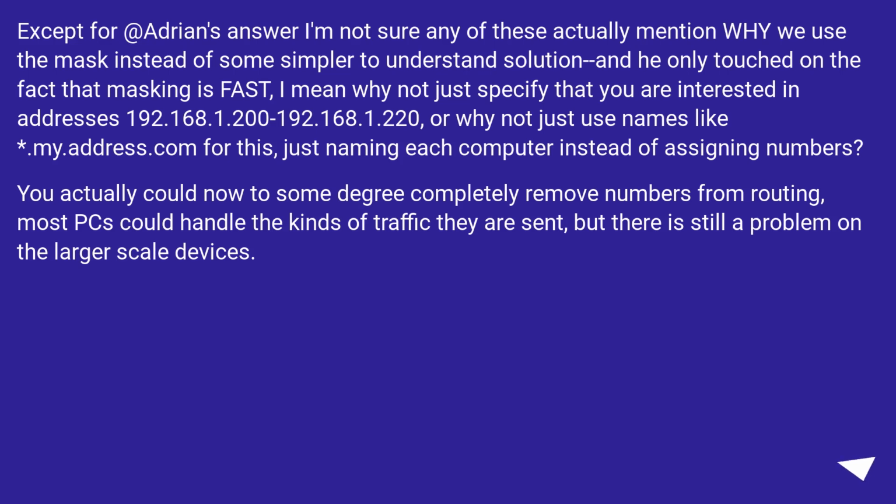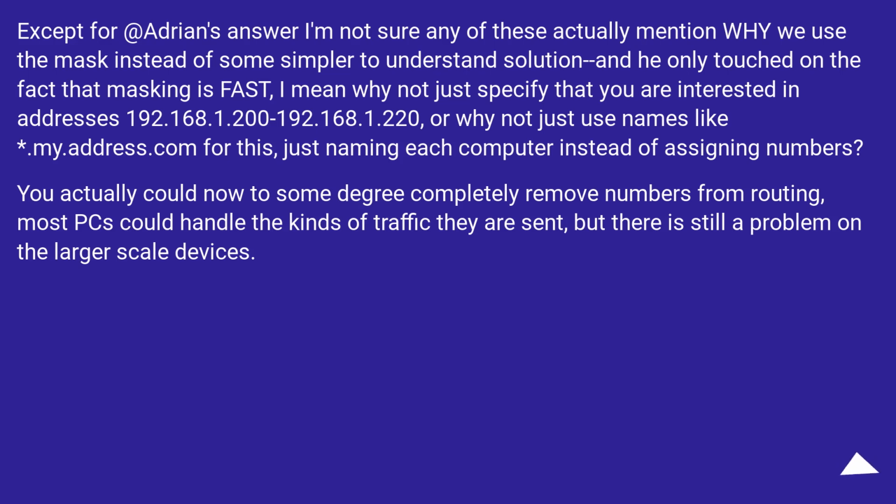Except for Adrian's answer, I'm not sure any of these actually mention why we use the mask instead of some simpler to understand solution, and he only touched on the fact that masking is fast. I mean, why not just specify that you are interested in addresses 192.168.1.200 to 192.168.1.220, or why not just use names like my.address.com for this, just naming each computer instead of assigning numbers?